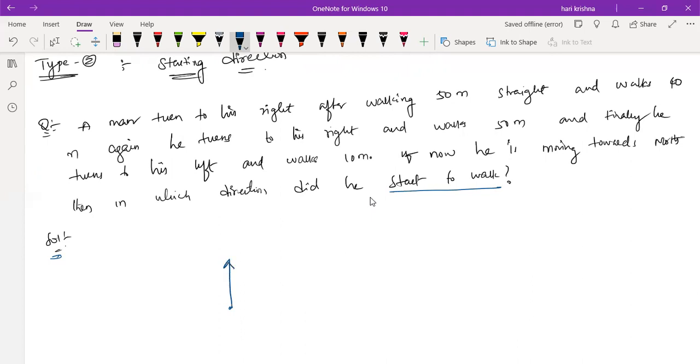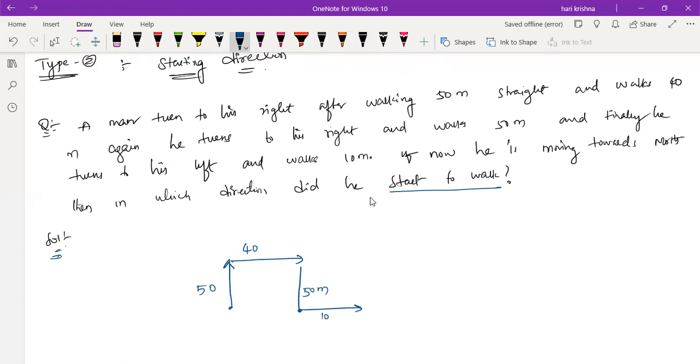A man turns to his right after walking 50 meters. So initially he walked towards the north 50 meters and turns to his right and walks 40 meters. Again he turns to his right. Again he walks 50 meters and finally from here he turns to his left. Left means towards this side, not this, and walks 10 meters.